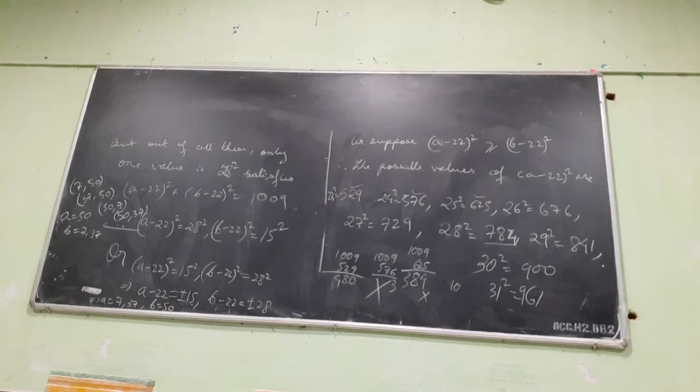Here there is a printing mistake. It is written that none of the squares can be smaller than half of 1000. That is incorrect. At least one of the squares is greater than that.